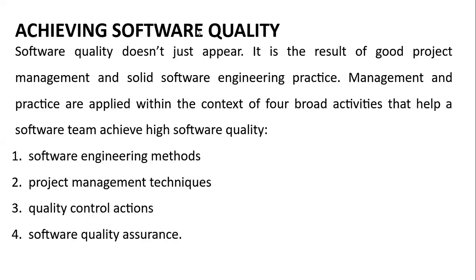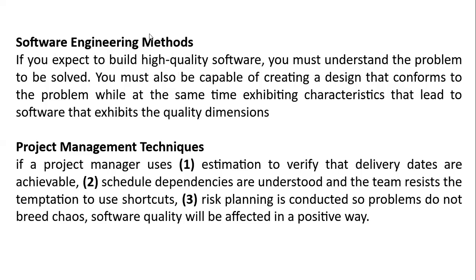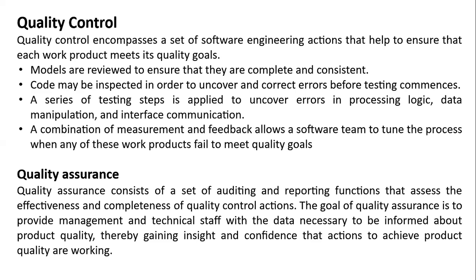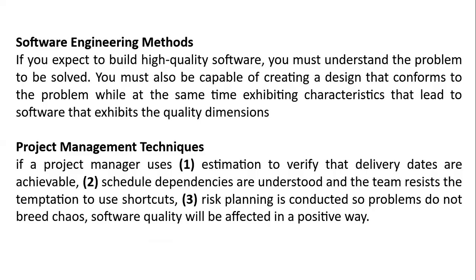Next is achieving software quality. Software quality does not just appear. It is the result of good project management and solid software engineering practices. Management and practices are applied within the context of four broad activities that help a software team achieve high software quality. The first is software engineering methods, then project management techniques, quality control actions, and the last one is software quality assurance. These are the four things for achieving software quality.